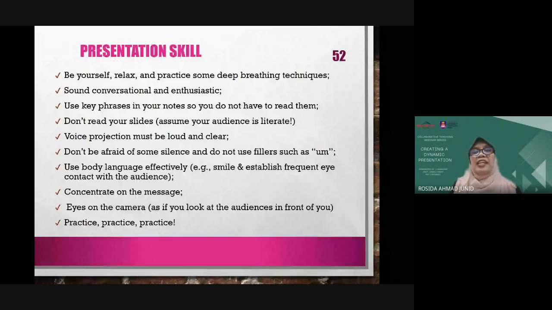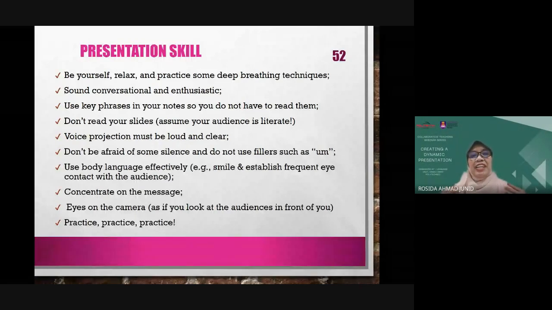Sound enthusiastic. See, enthusiastic sounds eager, right? So one thing for sure, how can you ask people to be interested in what you are presenting, to be keen to know what you're presenting, when you yourself are not interested in what you are saying? You don't sound interesting at all. You don't sound that you're interested in whatever you're presenting. How do you expect people to be interested in whatever you're saying? Am I right? So the first thing that you must do is that you yourself must sound very interesting, enthusiastic.